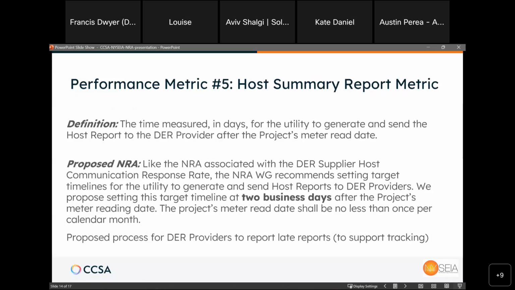Hi there, folks. Louise Gava, Director of Operations and Regulatory Affairs for Jewel Assets. Similar to performance metric 5, the next 2 performance metrics are focused on the utilities' communication with the DER providers. Obviously, that needs to happen so we can ultimately have a good customer experience. So this metric, performance metric 5, the host summary report metric, is pretty simple. It's just looking at how many days the utility takes to provide the host summary report to the DER provider. In this particular case, we're saying 2 business days after the project's meter read date.